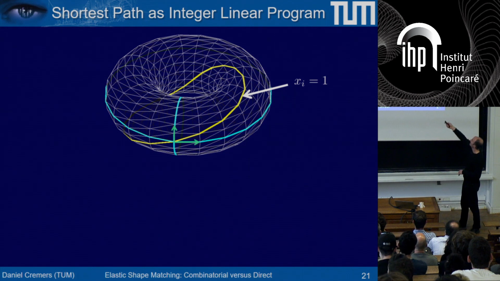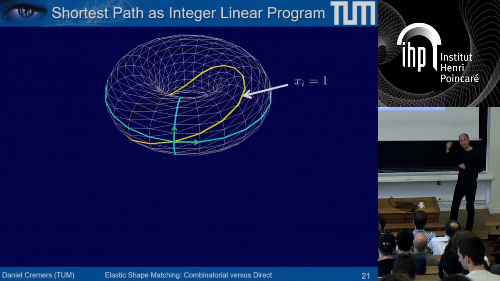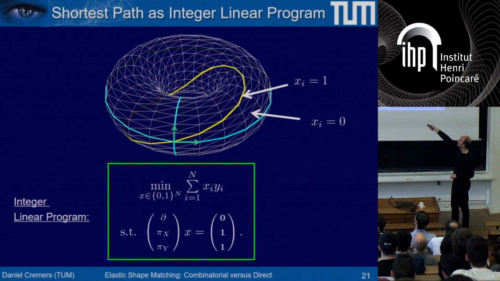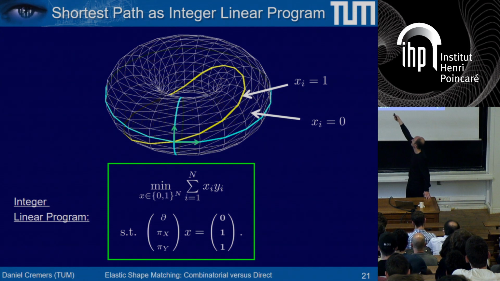And so here's how it is. Basically, I label all the edges of this torus with binary labels. 1 if that edge is part of my shortest path, and 0 if it's not part of the shortest path. And then the overall cost of the shortest path is obviously linear. Basically, you have a cost for each edge, yi, that tells you how good is the local matching of this edge of shape 1 to this edge of shape 2. And then you have an assignment variable which takes binary values. If that edge is part of the path, you aggregate that cost, otherwise you don't.